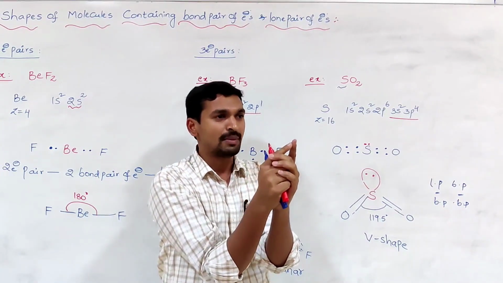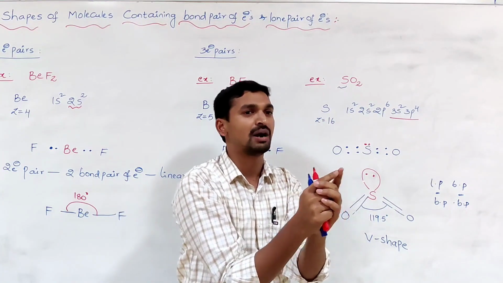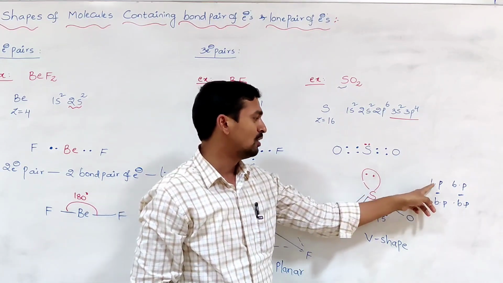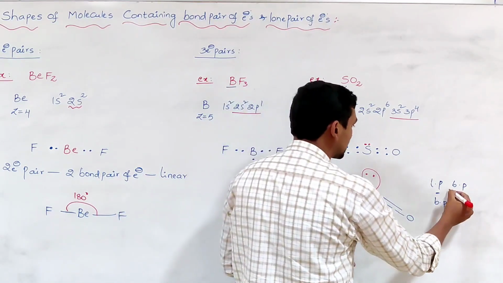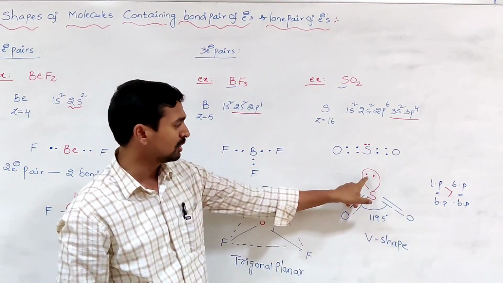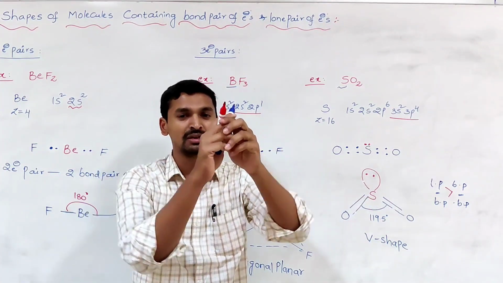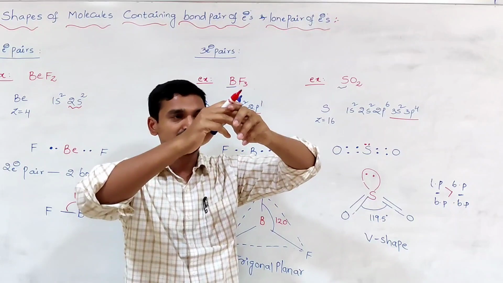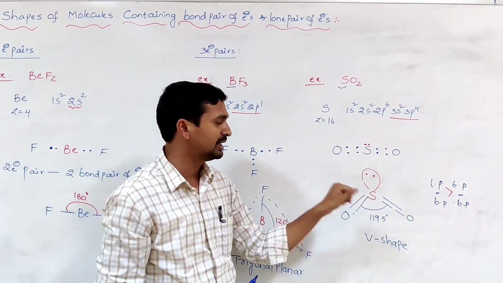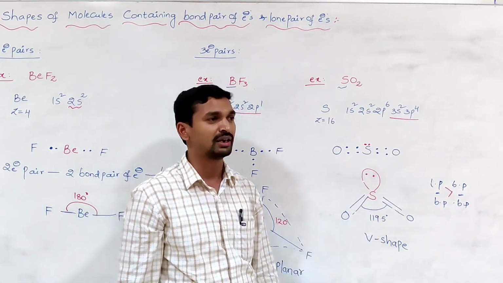Among these two, whichever dominates decides whether the bond angle increases or decreases. Now you know very well, lone pair repulsions are always stronger than which one? Bond pair repulsions. So the lone pair is always pushing the bonds close together. When the bond pairs of electrons come very close together, what happens to the bond angle? It decreases. That's why the bond angle decreases from 120 degrees to 119.5 degrees.